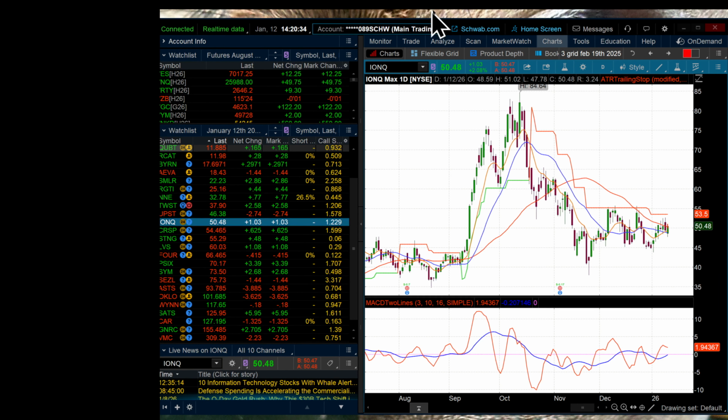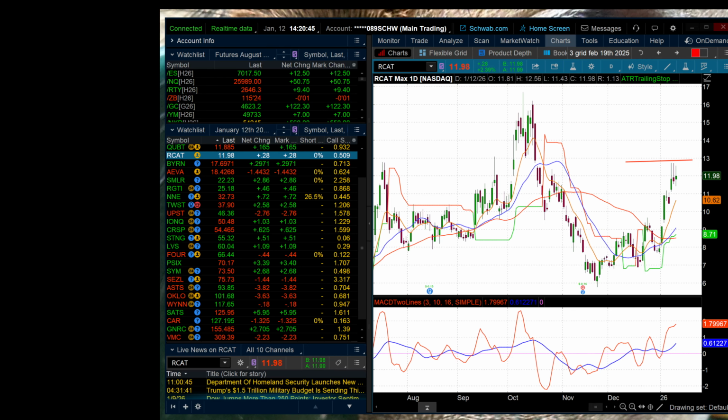And you're going to see, do some of them look better than others? RCAT looks okay, but also combine that MACD on the bottom. Do you see how the MACD is already overbought? So I don't like chasing these. I like a tight consolidation, and ideally you have this MACD back to zero. So it's recycling, so it has more ammunition for the next leg up.